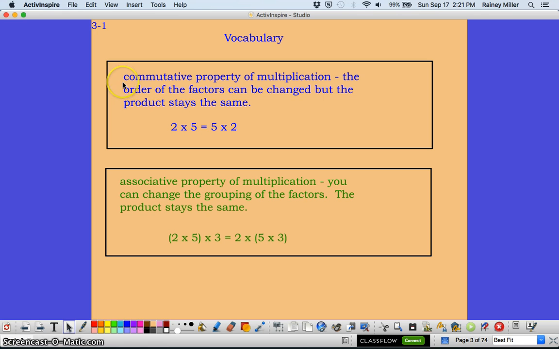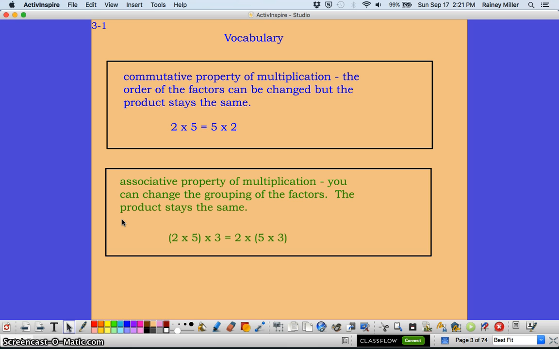We have the commutative property. The order of the factors can be changed, but the product stays the same. So in multiplication problems, if it's just multiplication, you can switch stuff around all you want and it's not going to affect the outcome of your problem. This comes in handy later on in math, just remembering that you can switch things around.